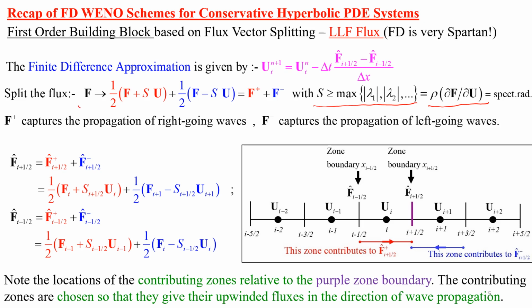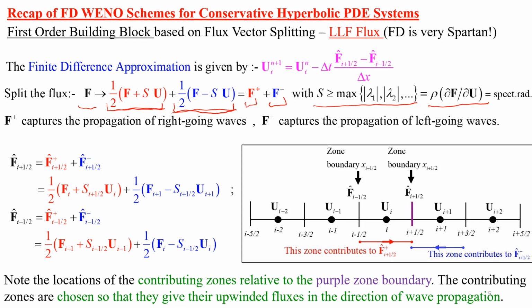So you start with a flux and you write it as half of F plus SU and half of F minus SU. Notice that you could add these back up and get F, so there's no difference. But the important thing is that half of F plus SU is a flux for which you will only have positive eigenvalues. Half of F minus SU is a flux for which you will only have negative eigenvalues. So we identify them as F plus and F minus respectively. Notice that F plus captures the propagation of only right-going waves, and F minus captures the propagation of only left-going waves.